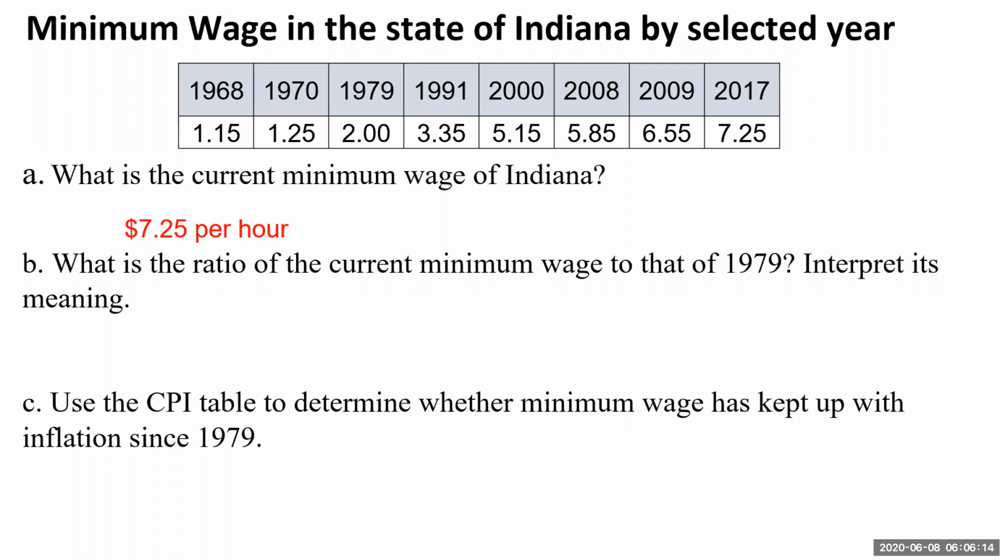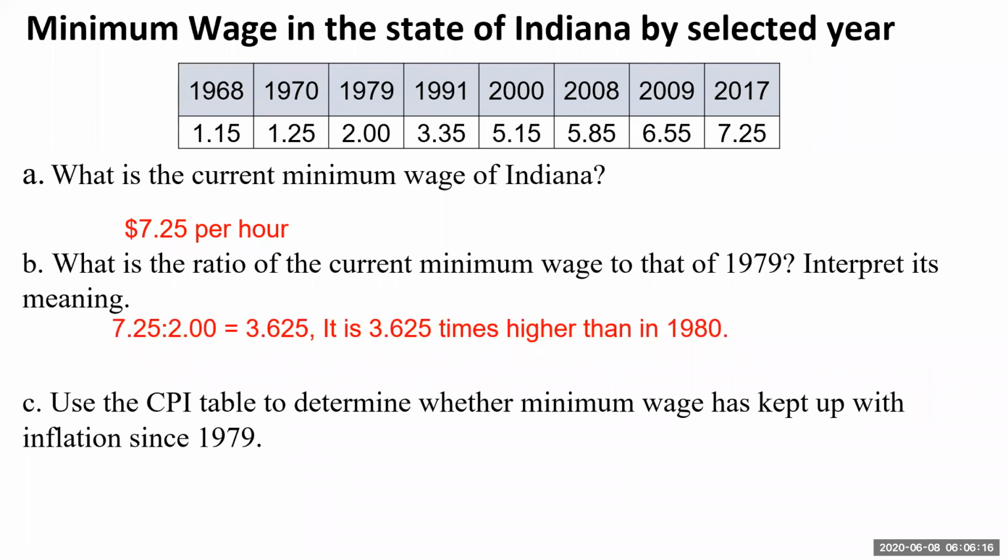So you have to do the ratio of that. That means 7.25 divided by $2, and that is 3.625. So it is 3.625 times higher than 1979. Forgive me, this should be 1979, so make sure you correct that. Thank you. Sorry about that.